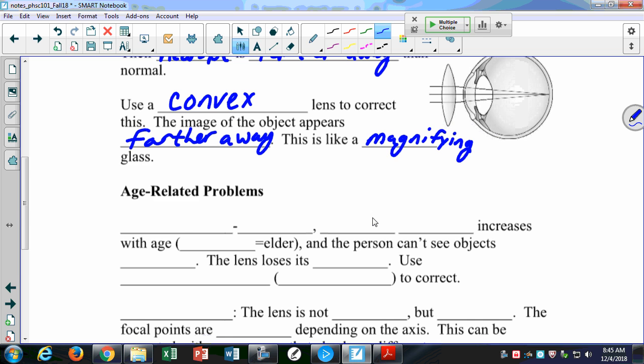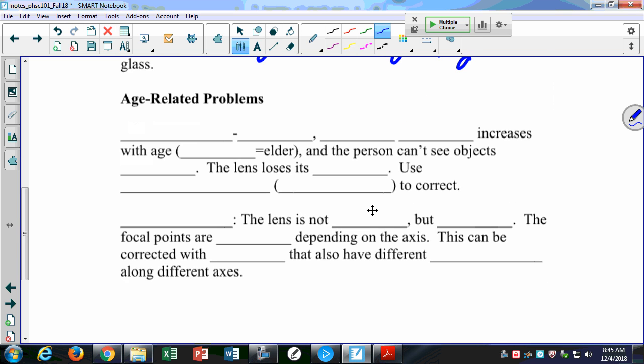Now we can finish this. So age-related problems, there are only a couple, presbyopia and astigmatism. We talked about the presbyopia. Presby is like Presbyterian, which means elder. Presbyopia is farsightedness. But it's different. It's not because of the shape of your eyeball. The near point increases with age.